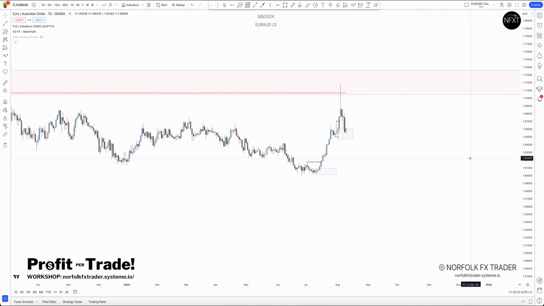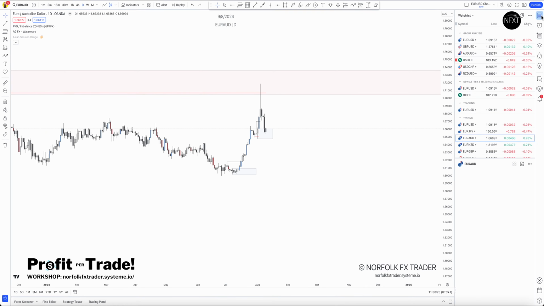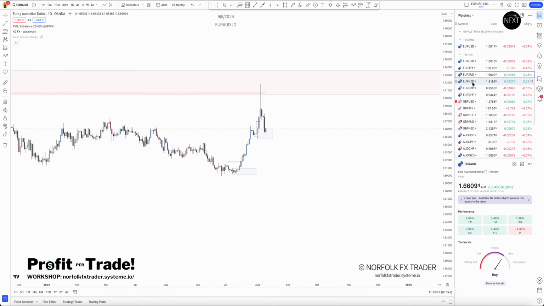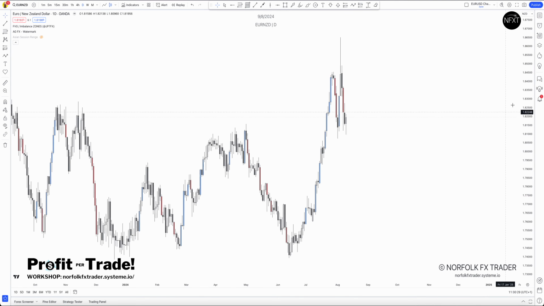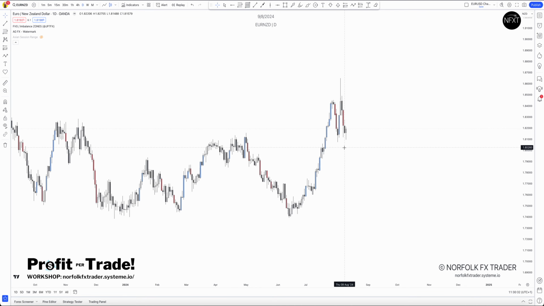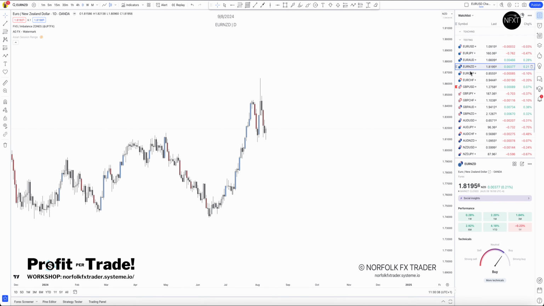Let's now have a look at the next pair, and that is going to be Euro New Zealand. So very, very simple. Now, one thing I like to say as well: if you cluster all your pairs together like this, all your euro pairs, your pound pairs, it helps you to see the strength and the weakness of them.